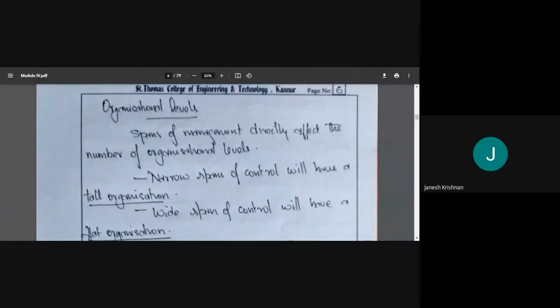By that logic, we have two types: tall organization and flat organization. Tall organization is for an organization with a narrow span of control, and flat organization is for a wide span of control. Wide, flat, tall, narrow, like that.